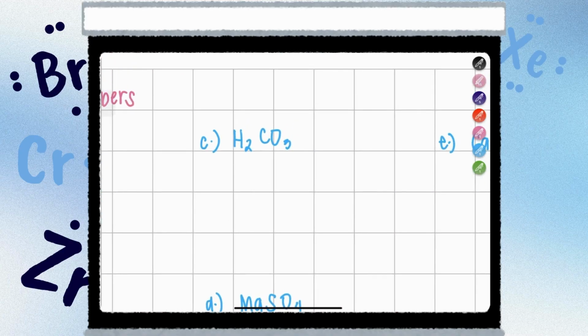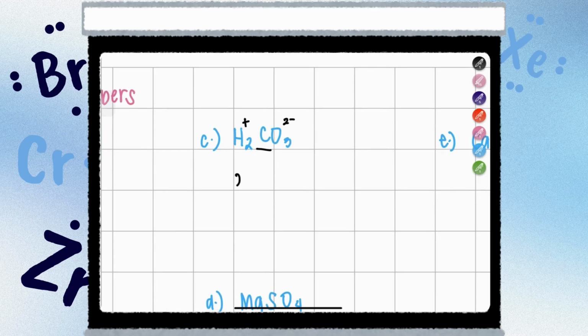Next, we have H2CO3. Now we are looking for the oxidation number of carbon. And we know that hydrogen has positive 1 charge and oxygen has a negative 2 charge. So here we have 1 times 2, positive 2, plus x minus 6, because negative 2 times 3 is negative 6, equal to 0. So now our oxidation number is equal to positive 4, since 2 plus 4 minus 6 is 0.